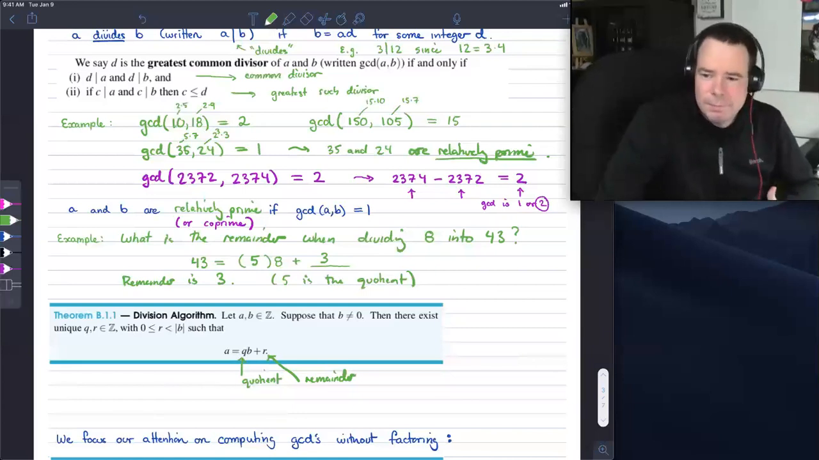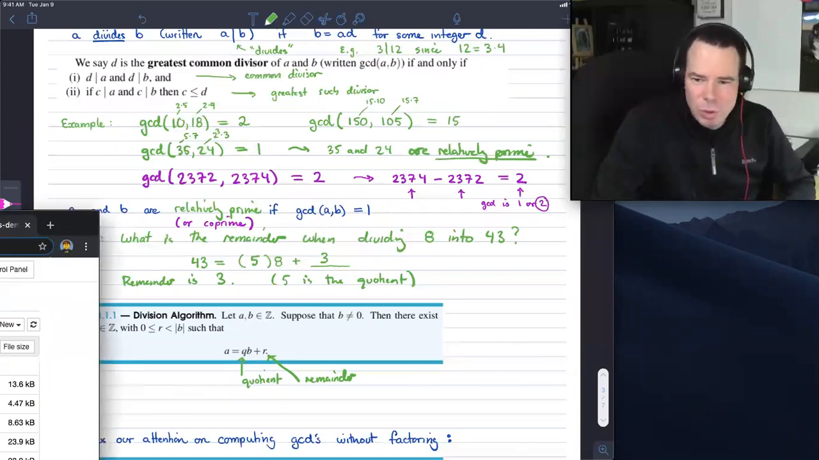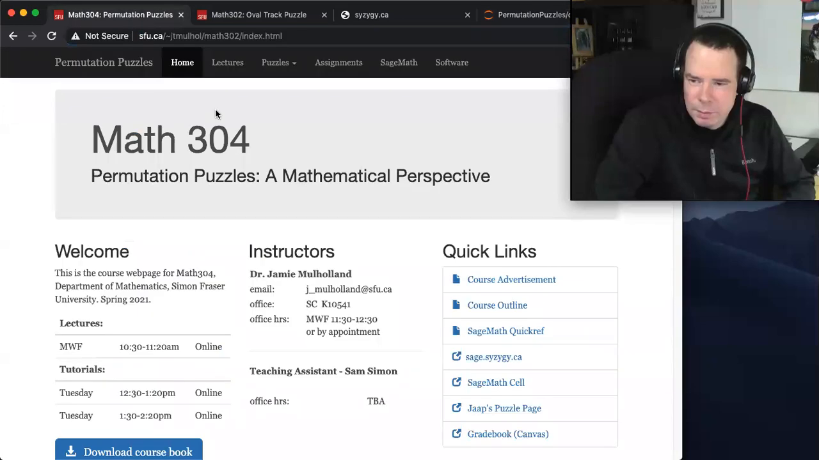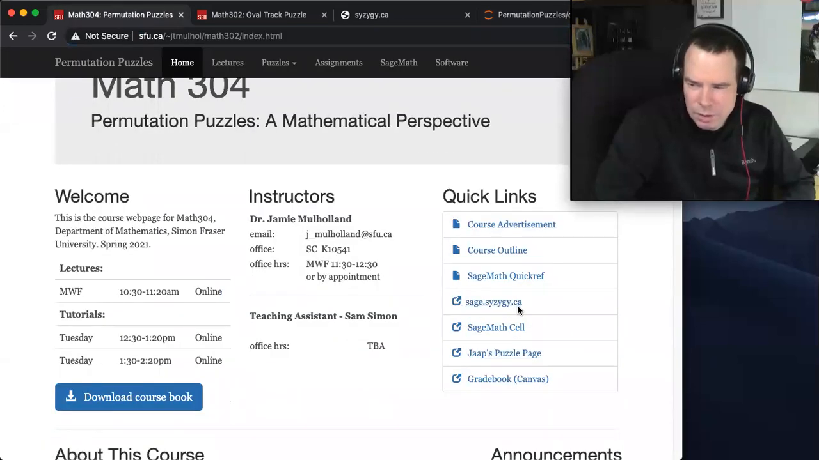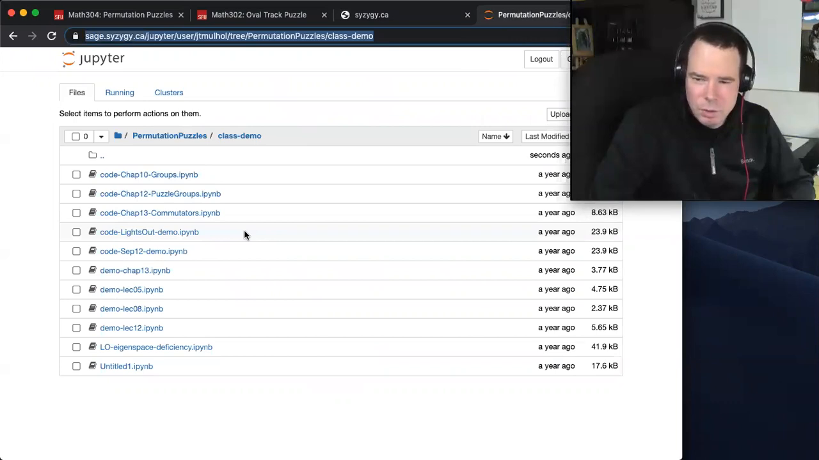It turns out that these kinds of operations on integers, division and remainder, are so fundamental that they're pretty much built into every programming package, every coding package. So for example, I'm just going to show you how I would get to this. So sage.syzygy.ca. I'll go through next week. We'll spend the first tutorial getting you up and running with this, but this is just a brief overview. You click this link, takes you to a page like this. You sign in with your GitHub account, which you can get for free. When you click that sign in, it'll take you to a page that looks like this.